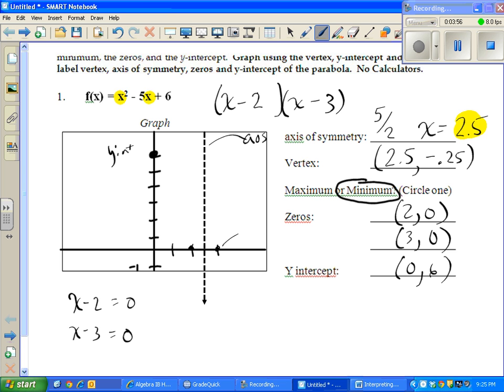We forgot to label our zeros, and we forgot to plot our vertex. So now we just want to find the vertex at 2.5, comma negative 0.25, which is approximately right about there. And do your best with the parabola here. That's all you do. Done with number 1.